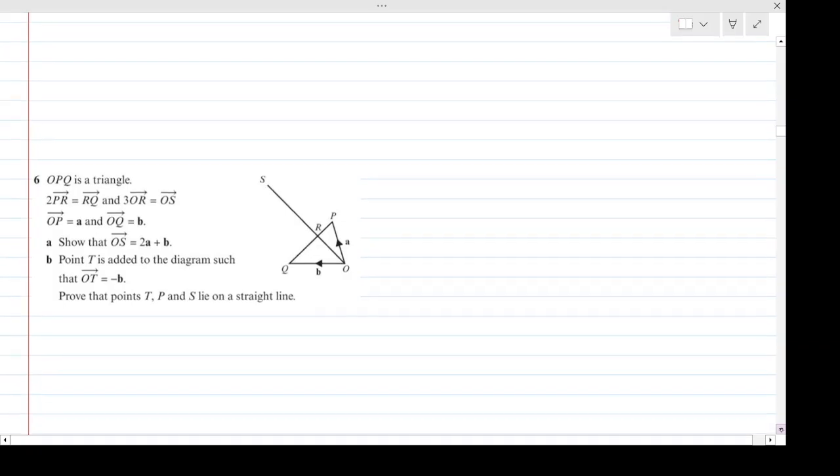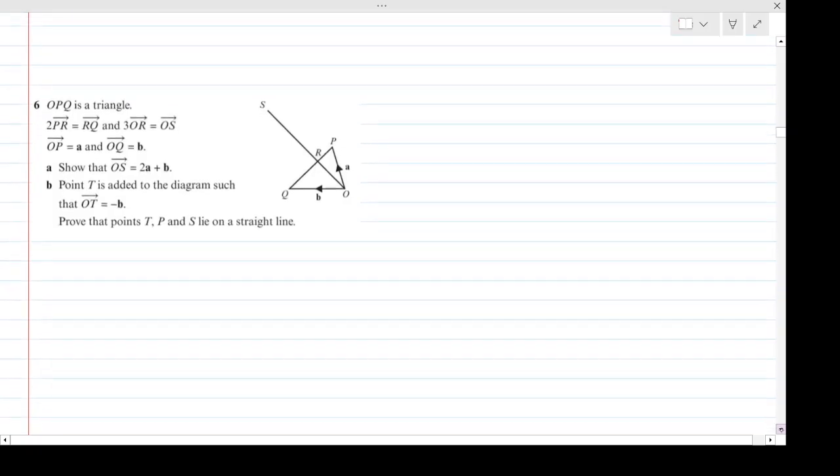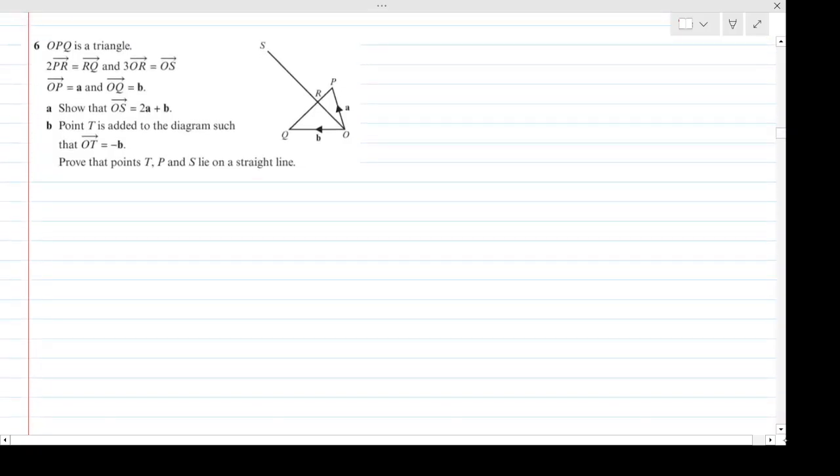Alright, so now we've got this question then. Again, we're going to be looking at comparing coefficients again. So we're told in this question that OPQ is a triangle. We're told that two lots of PR is RQ. Now actually, let me draw this diagram because it's a little bit small. If I draw it a bit bigger, yeah.